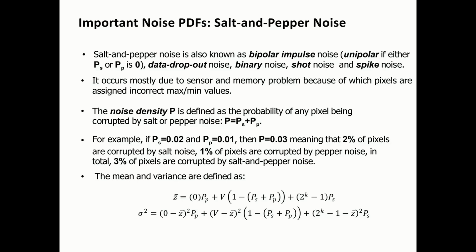Okay, so how to calculate the mean and variance here? 0 has the probability of PP, so 0 multiplied by this probability, plus Z, any other pixel, multiplied by the other probability, and then plus the high value with PS. So this is the calculation for the mean, right? Yes or no? We just calculate the mean, each value times its probability. Okay, fine. So I think this is not difficult.